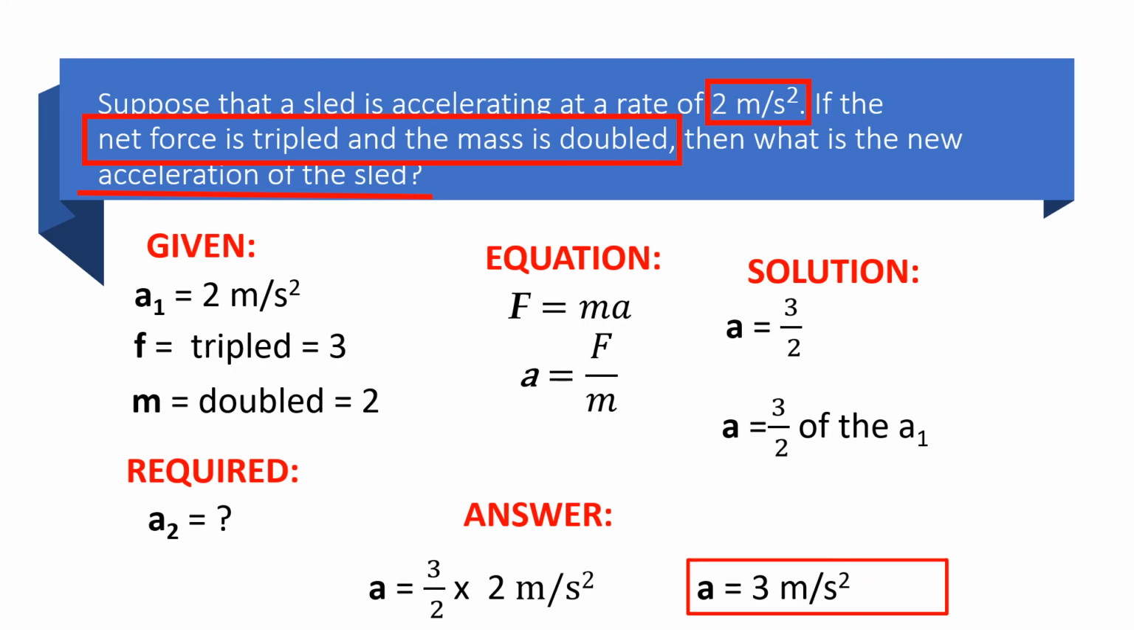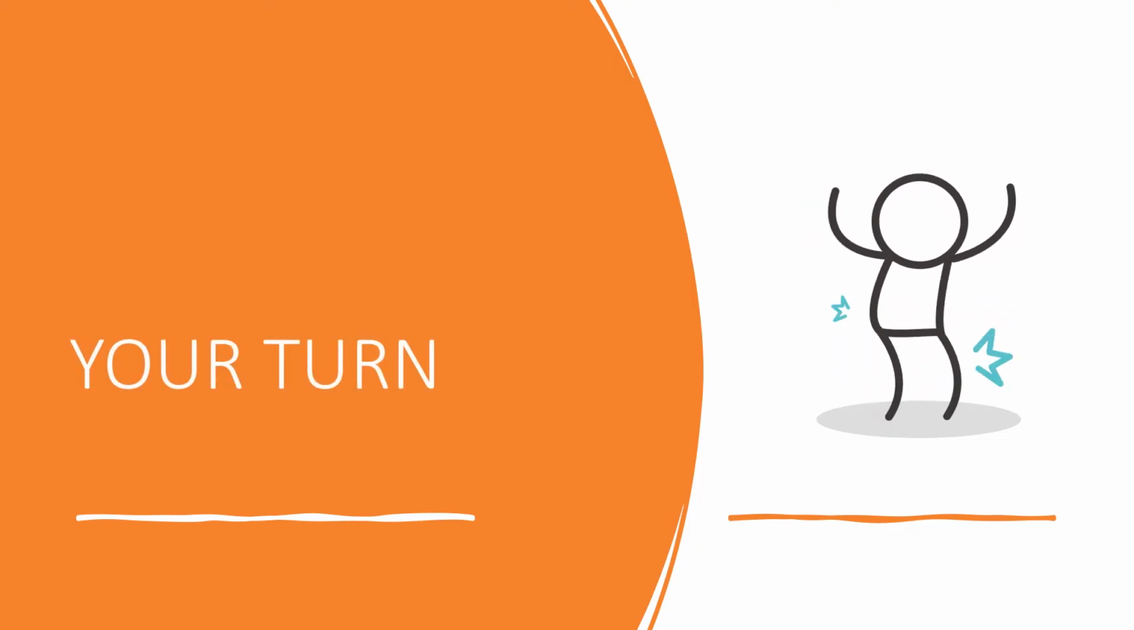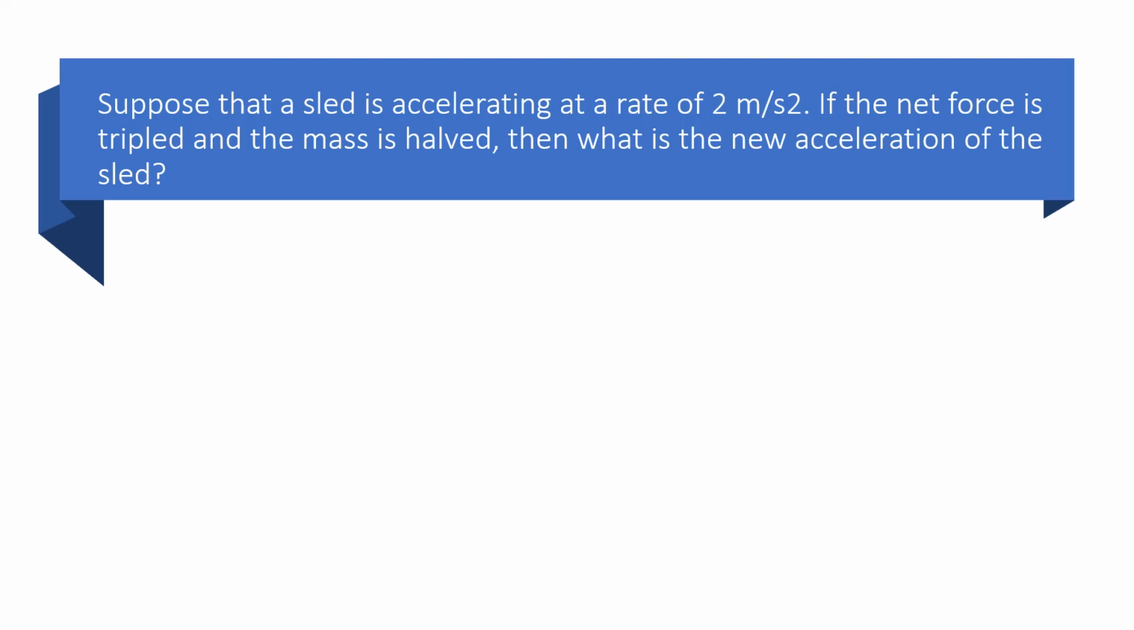Next, for you, it's your turn again. No? Same lang din kung ano yung ginawa ko kanina, ganun lang din ang gagawin nyo dito. Okay, here's the problem that you're going to solve. Let us read first. Suppose that a sled is accelerating at a rate of 2 meter per second squared. If the net force is tripled and the mass is halved, then what is the new acceleration of the sled? Okay, you may now pause the video and then try to answer this problem. And then later on, if you are done, just play the video and then check your answer.